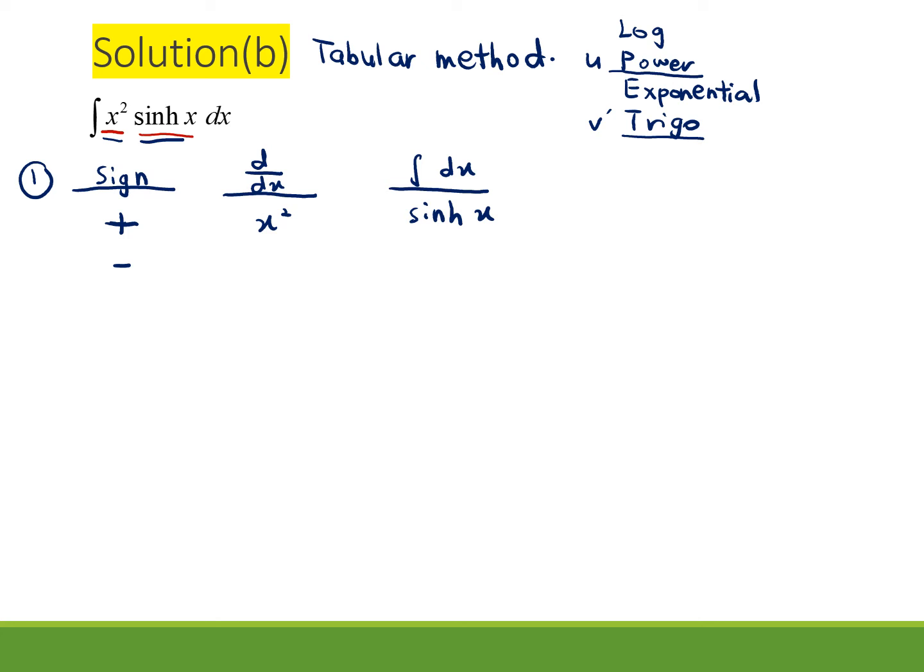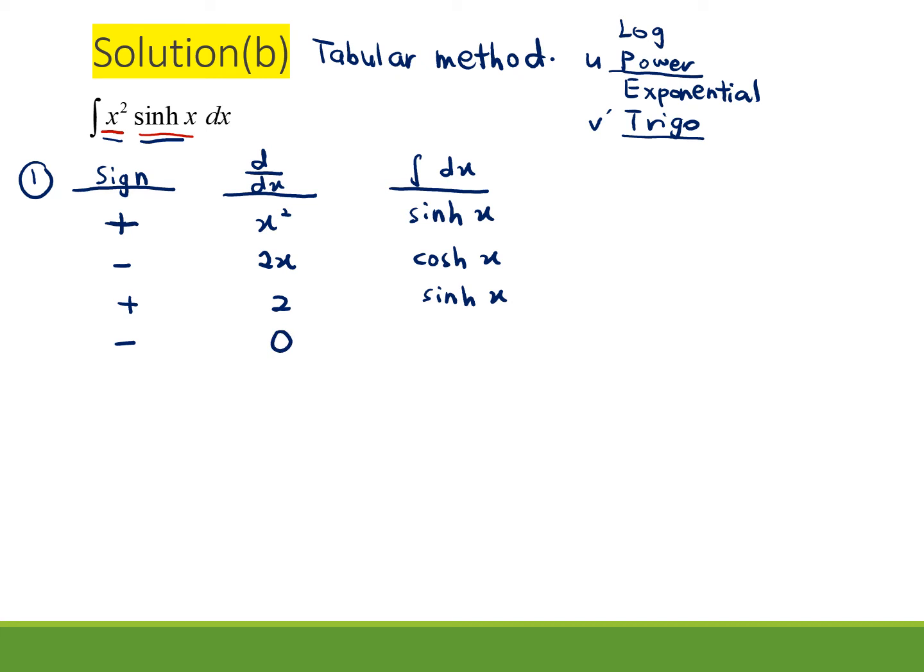Now we have to differentiate x squared, where we get 2x, and then integrate sine hyperbolic of x, we will get cos hyperbolic of x. The next step is positive, and then differentiate 2x, we get 2. If we integrate cos hyperbolic of x, we get sine hyperbolic of x. And then we repeatedly differentiate and integrate until the last answer for the differentiation is 0.